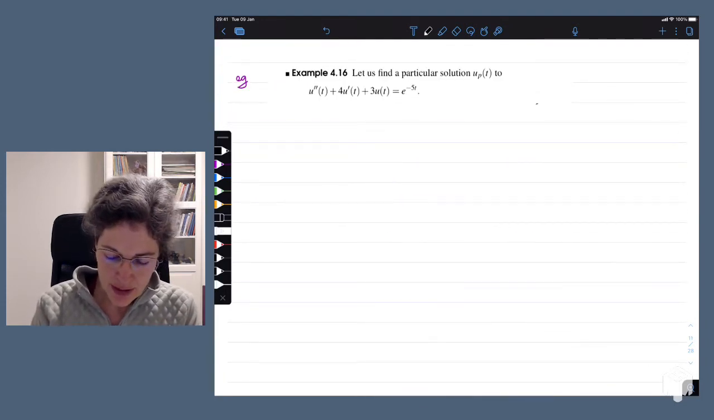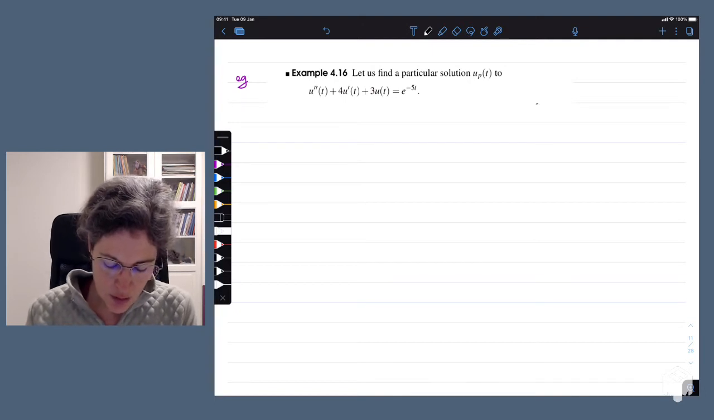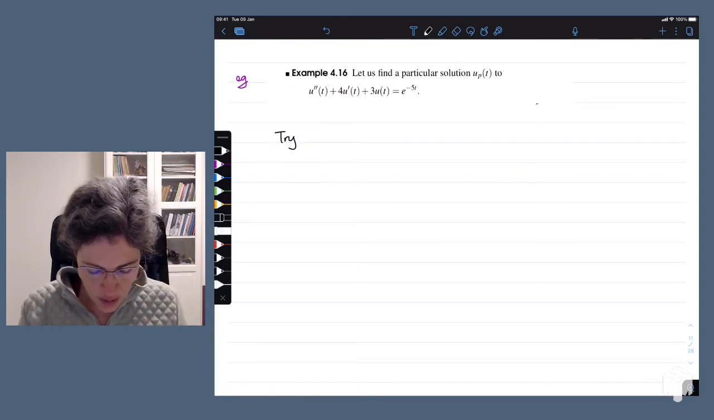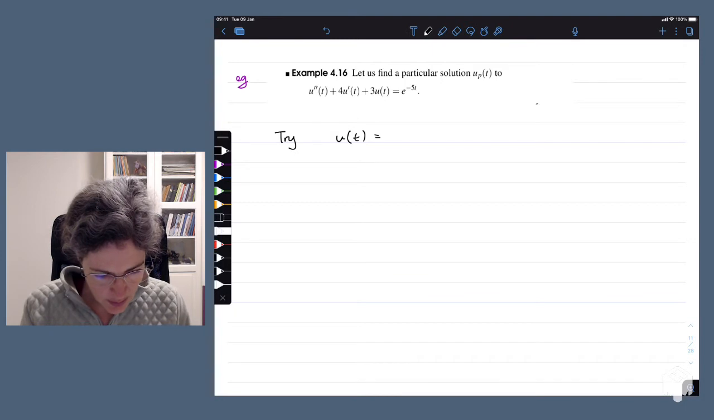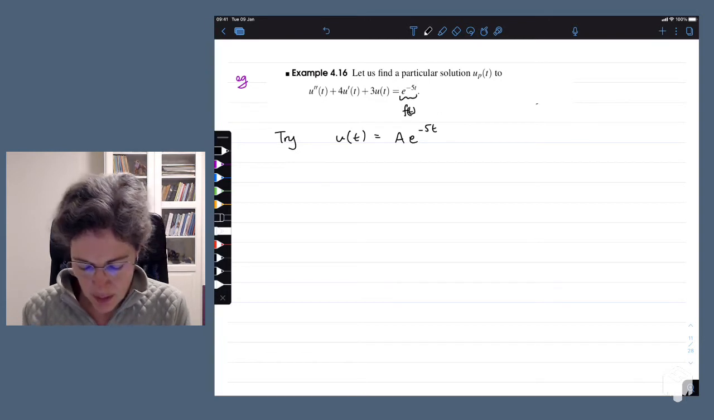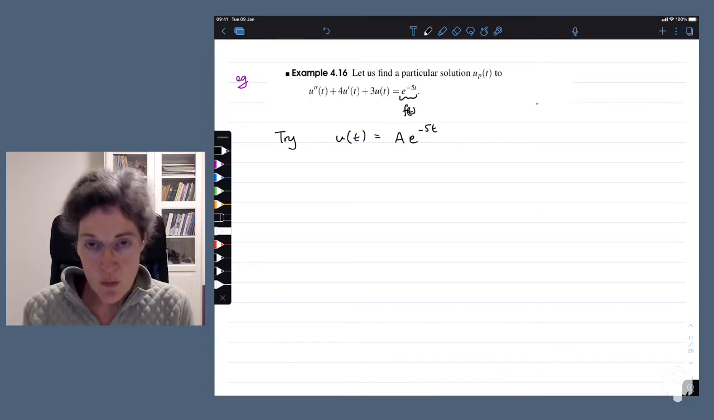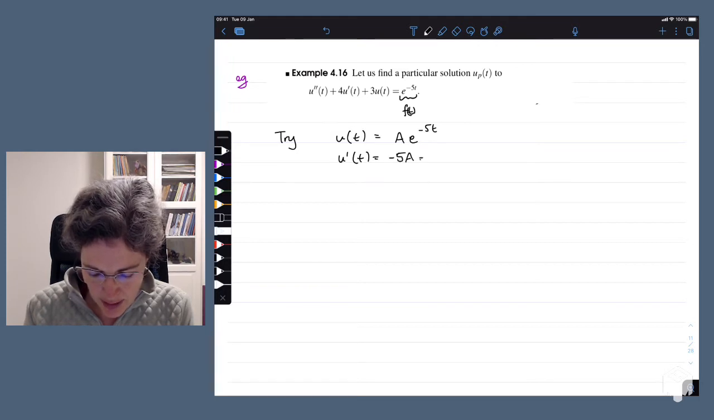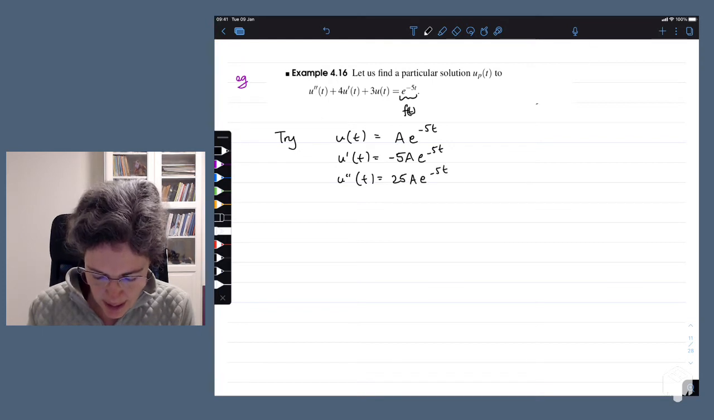Okay, let's have another example. So we try the same trick again. So we try a solution of the form a e to the minus 5t, because our f of t is e to the minus 5t. And we do what we've just been doing all along, so we take the first derivative, so that's going to give us a minus 5a e to the minus 5t, and our second derivative is going to be 25a e to the minus 5t.